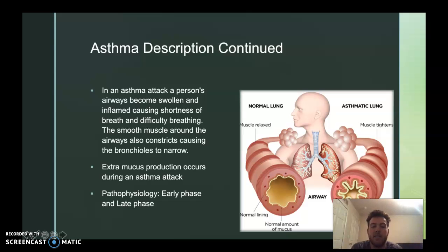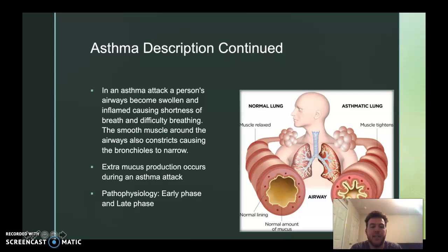Talking about the pathophysiology more, there's an early phase and a late phase of an asthma attack. In the early phase, IgE antibodies are released by plasma cells. Once they're released by plasma cells, they can respond to environmental triggers like dust mites and fungus. These IgE antibodies then bind to mast cells when the mast cells come in contact with the environmental trigger, and the mast cells then release histamine and leukotriene, which cause the smooth muscle to contract.